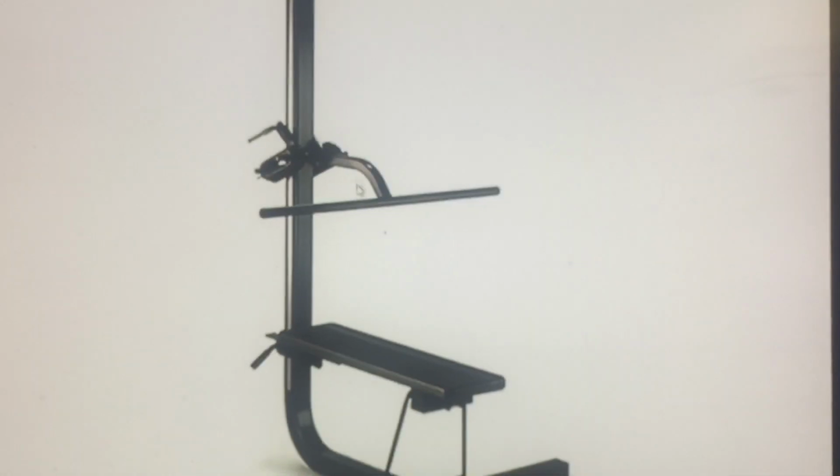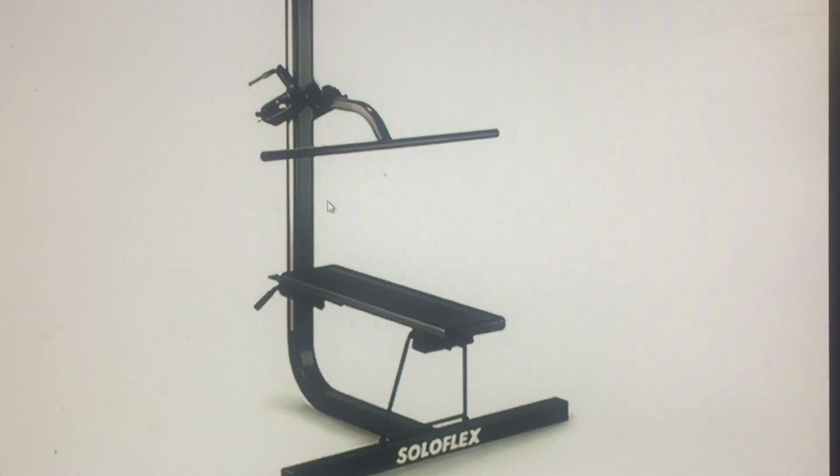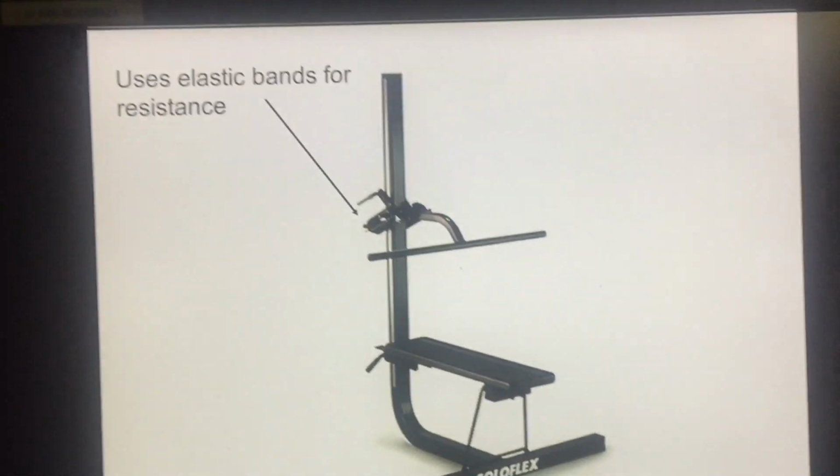Again, there's some machines that take advantage of this. So something like this is called the SoloFlex machine. I'm not sure if they sell this anymore, but this was a piece of home fitness equipment. You can see that it uses elastic bands as resistance.